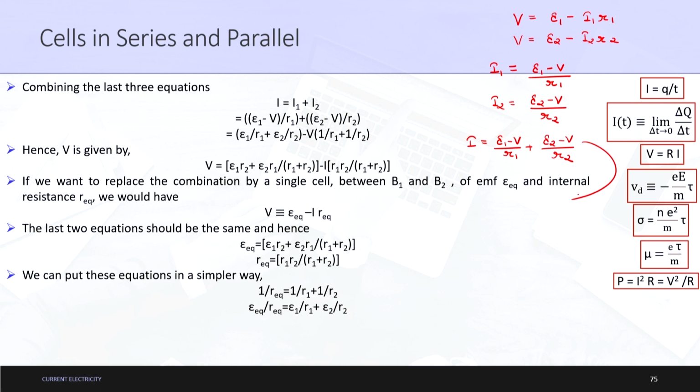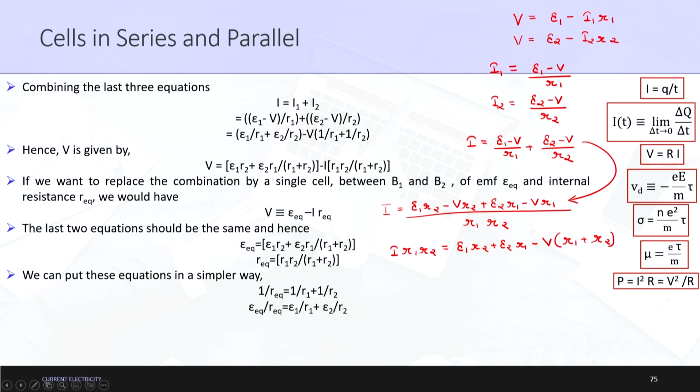So, now I will try to do the mathematical formulation here, to calculate the value of V. First of all, I is equal to epsilon 1 R2 minus V R2 plus epsilon 2 R1 minus V R1, upon R1 R2. Now, I R1 R2 is equal to epsilon 1 R2 plus epsilon 2 R1 minus V into R1 plus R2. Now, more mathematical calculation will give you I R1 R2 minus epsilon 1 R2 minus epsilon 2 R1 equal to minus V into R1 plus R2.